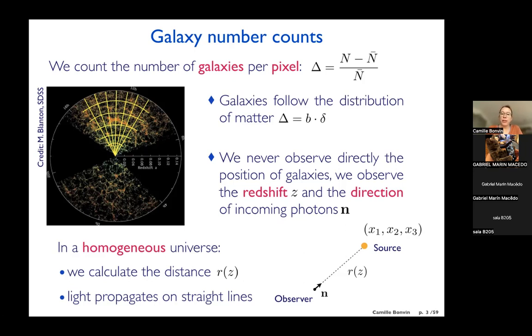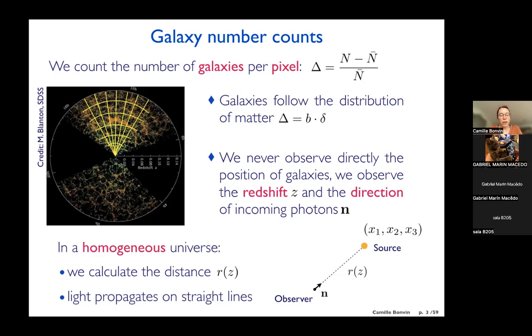However, we know that this is just an approximation and that in reality there are some distortions that also contribute to this observable delta. And these distortions come from the fact that we are never able to observe directly the position of galaxy. What we are able to observe is the redshift of the galaxy. So we measure the shift in the spectrum of the galaxy. And we are also able to measure the direction of the incoming photon, which I call here N.